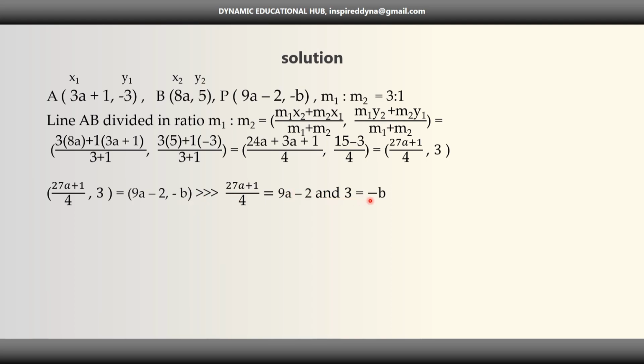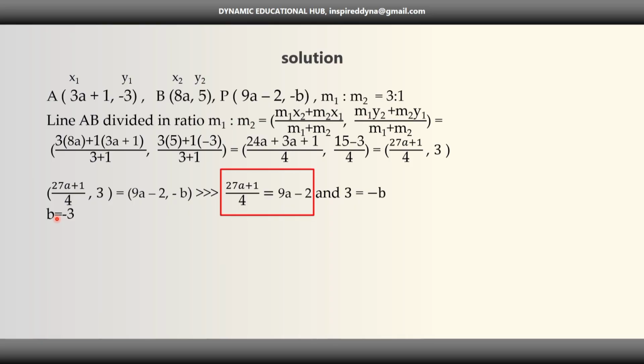Now we have this equation. Let's go ahead and solve this equation. The second one, your b will be equal to minus 3. Just divide both sides by minus 1. Or you transfer minus b to this side, it becomes plus b, and you transfer plus 3 to this side, you get minus 3. So that is what we have here. B, we already know b.